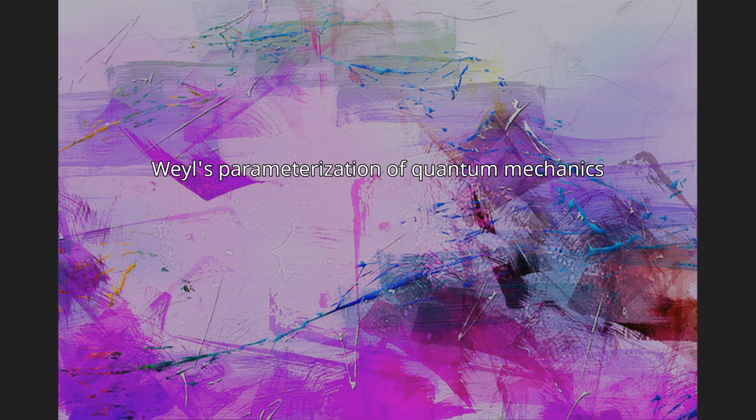The application that led Hermann Weyl to an explicit realization of the Heisenberg group was the question of why the Schrödinger picture and Heisenberg picture are physically equivalent. Abstractly, the reason is the Stone-von Neumann theorem.